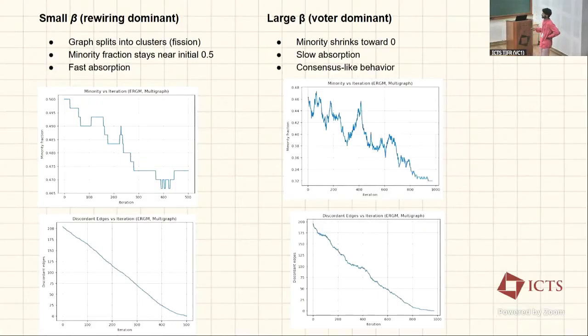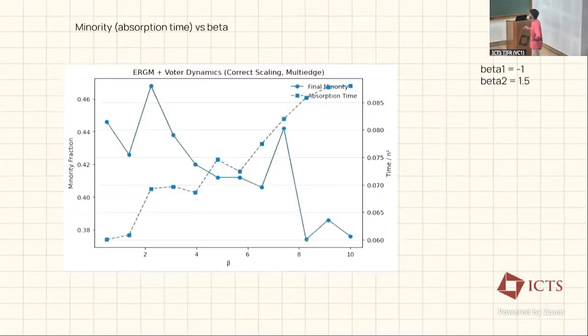It will take n cube steps as opposed to the n square steps in the dividing one. So now what we are plotting here is the same sort of thing. We are plotting the minority fraction versus this beta water model strength, and on the right-hand axis, we have the time normalized by n squared.